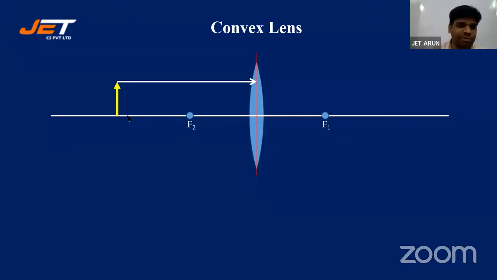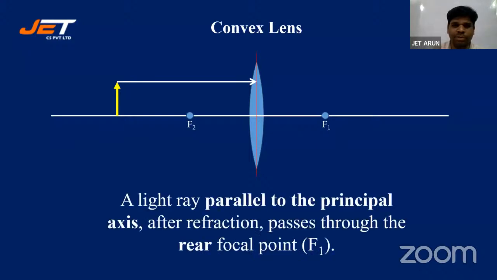Okay, here are the answers. F2, F1. At F1, Ganeshwar is right. Saujanya, think again. So a ray parallel to the principal axis, after refraction, passes through the rear focal point, which is F1. So F1 is absolutely right. Yeah, Saujanya, you're right now. Good. Gayatri is right. Monica is right. Shashank is right.